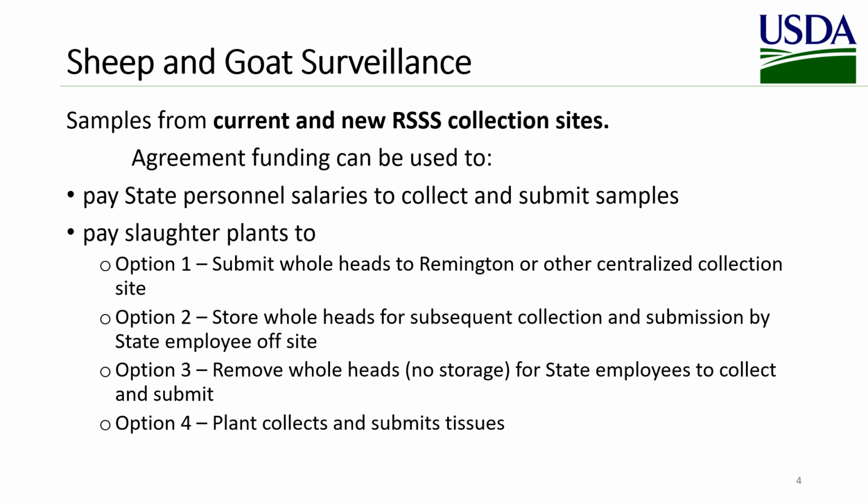Sheep and goat surveillance samples can come from current or new regulatory scrapie slaughter surveillance collection sites. Agreement funding can be used to pay state personnel salaries to collect and submit samples at these sites, or to pay slaughter plants to submit whole heads to Remington or to another centralized collection site, to store whole heads for subsequent collection and submission by state employees off-site, to remove whole heads and for state employees to collect and submit, and the plant can collect and submit the tissues themselves.